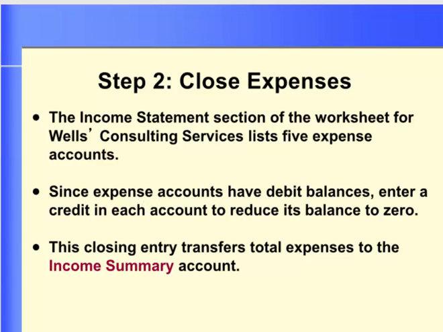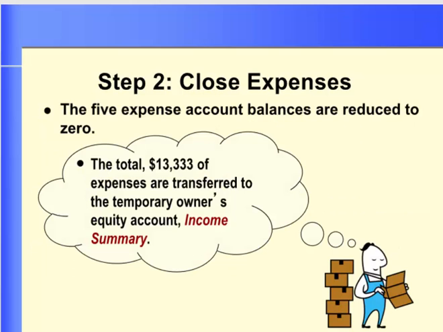Step 2 is to close all of the expense accounts. Since expense accounts have a debit balance, we need to credit them to close their balances to zero. When closing the expense accounts, we will transfer their balances to the income summary account.